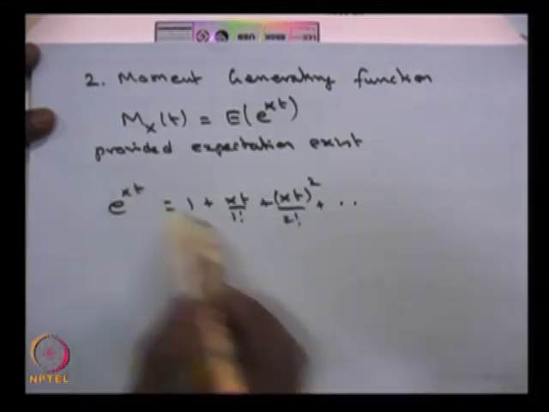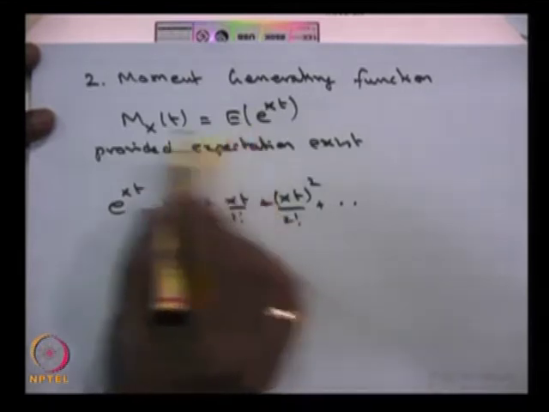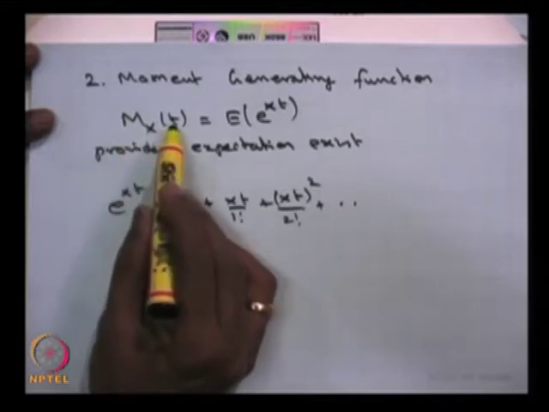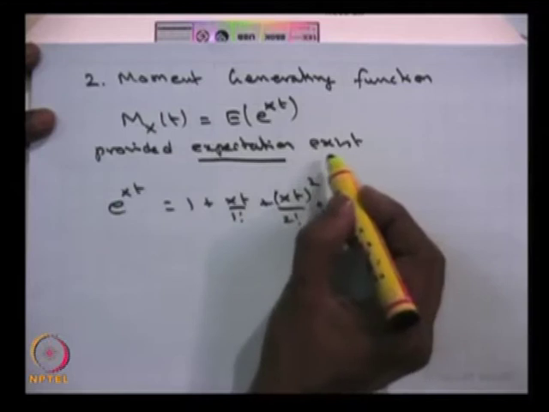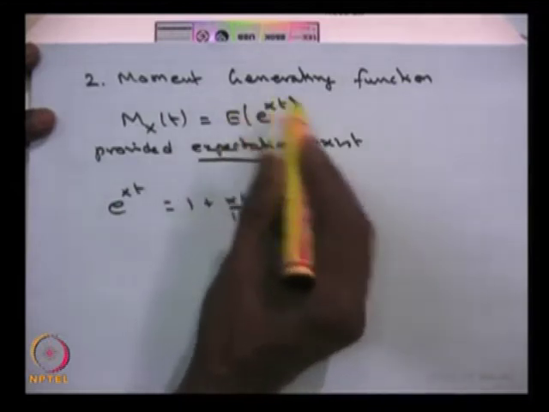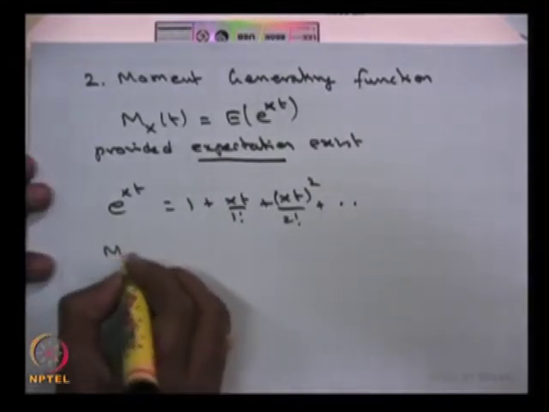That means, if the moment of all order n exists, then you can get the moment generating function for the random variable X. The proviso is important. As long as the right hand side expectation exists, you can give the moment generating function for the random variable X. So, here also many properties are there.